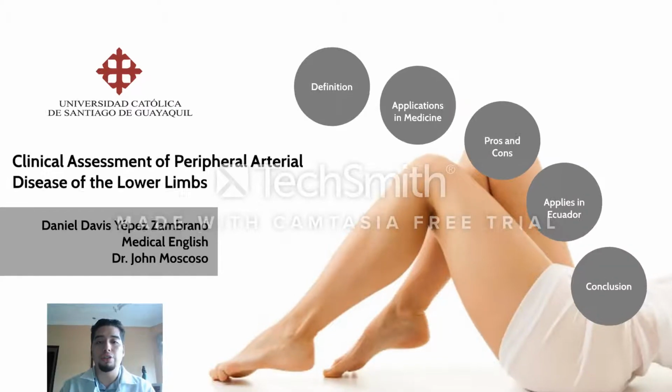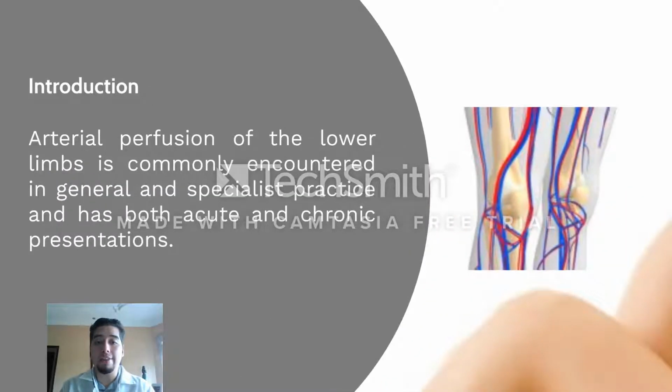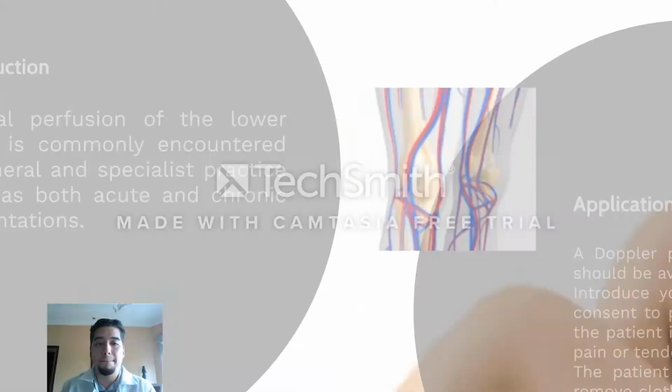Let's start with the definition. Arterial disease of the lower limbs is commonly encountered in general and specialist practice and has both acute and chronic presentation. A systematic assessment of patients with this condition is essential to prevent limb or tissue loss.